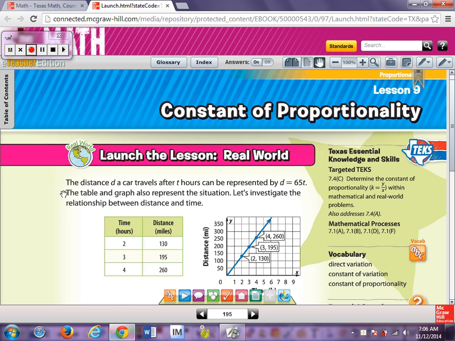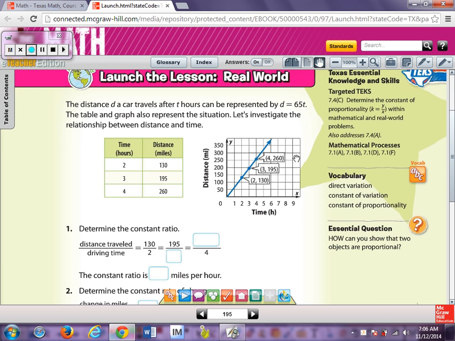Here it says the distance d a car travels after t hours can be represented by d, distance, equals 65 times t. The table and the graph also represent the situation. Let's investigate the relationship between distance and time. So here we have a nice table and a graph to match. We have time measured in hours and the distance measured in miles.